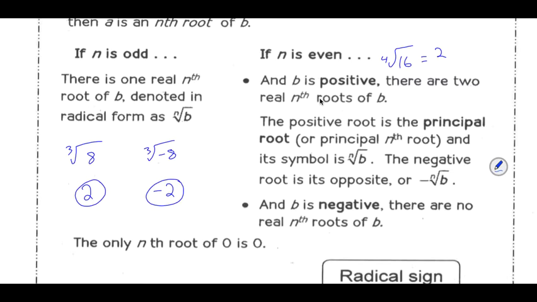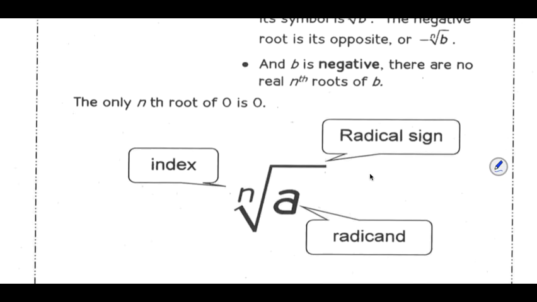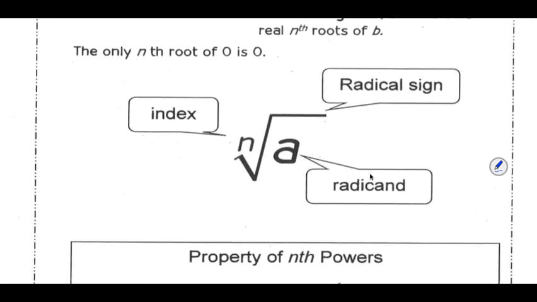Now, if that number under there is negative, there are no real roots then, okay? So if we're taking the fourth root of negative 16, for example, there are no real roots there, okay? And we're going to focus on real roots for right now, okay? Last thing that we kind of need to know: if you are taking any kind of root of 0, it's 0, okay?